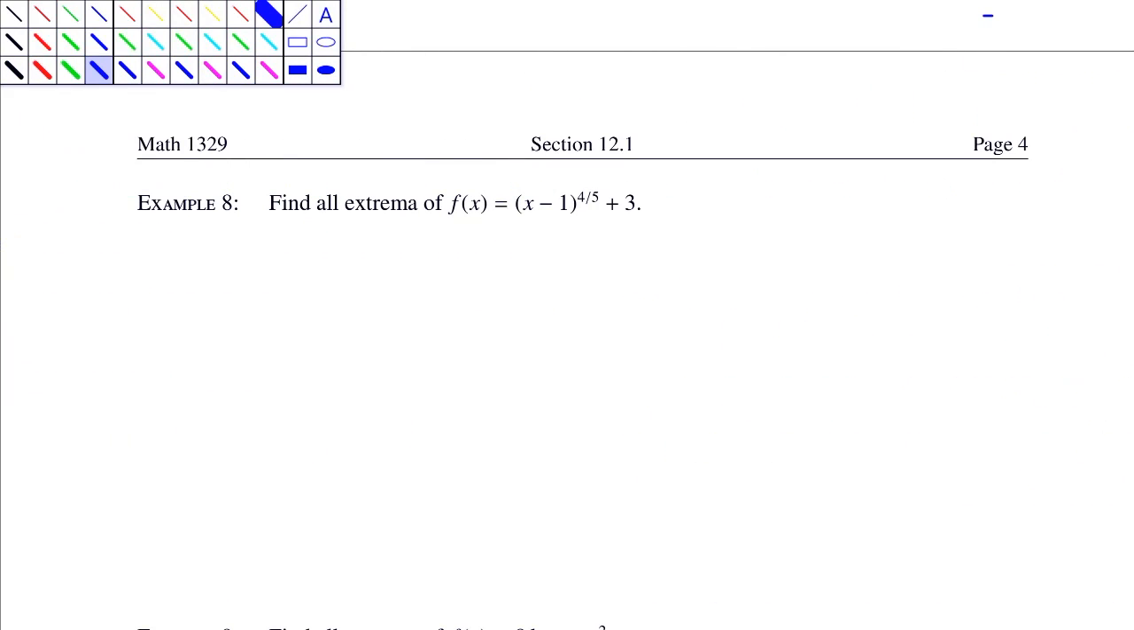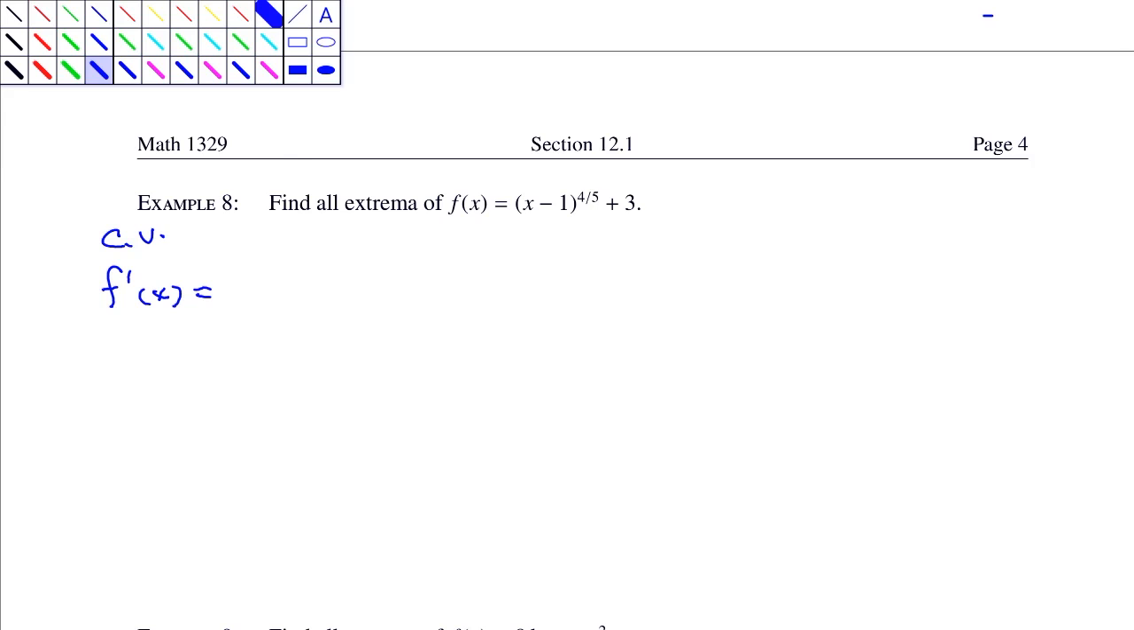On page 4, we want to do example 8. Find all extrema of f of x is equal to x minus 1 raised to the 4/5 power plus 3. So again, in order to find the extrema, we need the critical values. To find the critical values, we need the derivative.